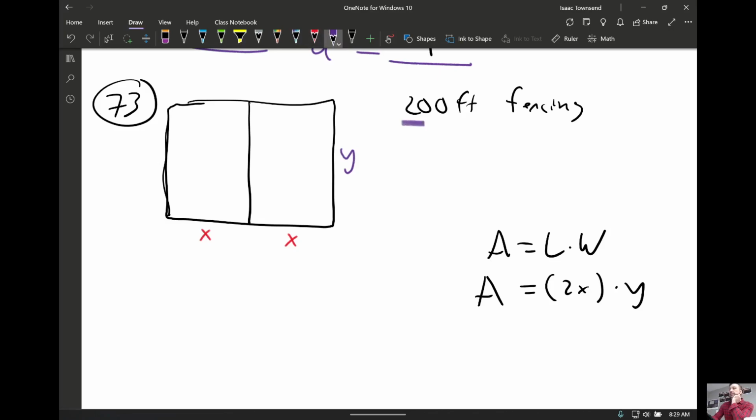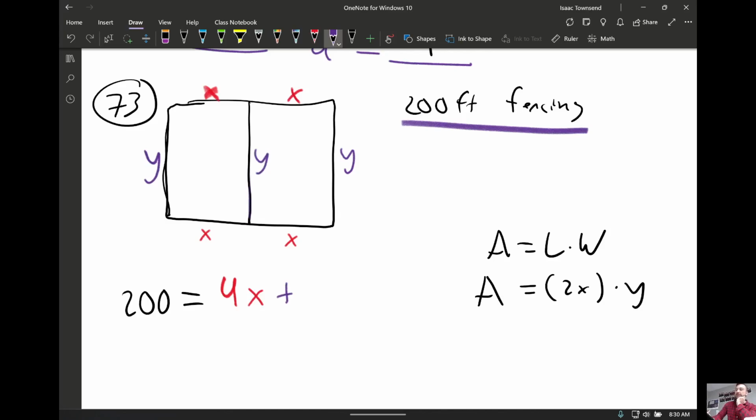But we can use this that has 200 feet of fencing, so we've got 200 feet to play with. How many x lengths do we have? There's 4 x's. How many y lengths do we have? 3. If you're putting that middle fence in there to keep these animals separate, you need 3 y lengths. So what this does is allow us to solve for y.